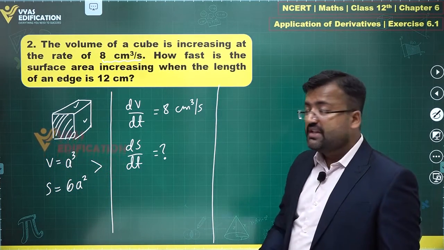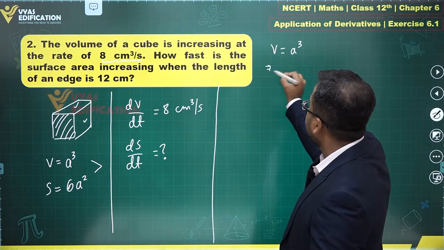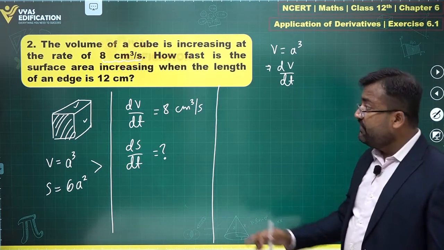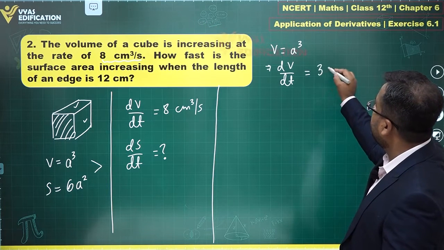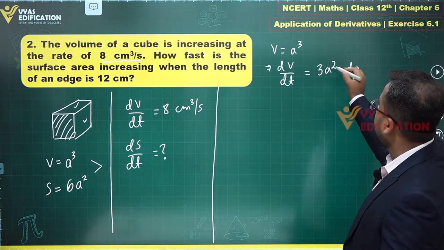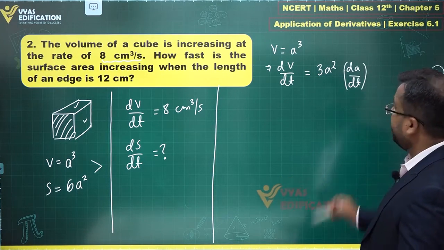So volume is a cube. Let's use that: V is equal to a to the power 3, which gives me dV by dt. We are supposed to use that, and that is equal to differentiating: 3a square times dA by dt. What have we done? We have applied the chain rule, right? There will be something called dA by dt.